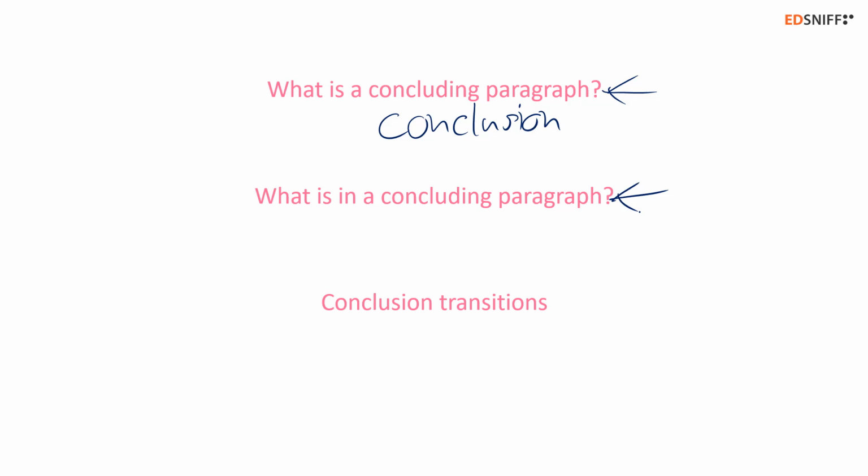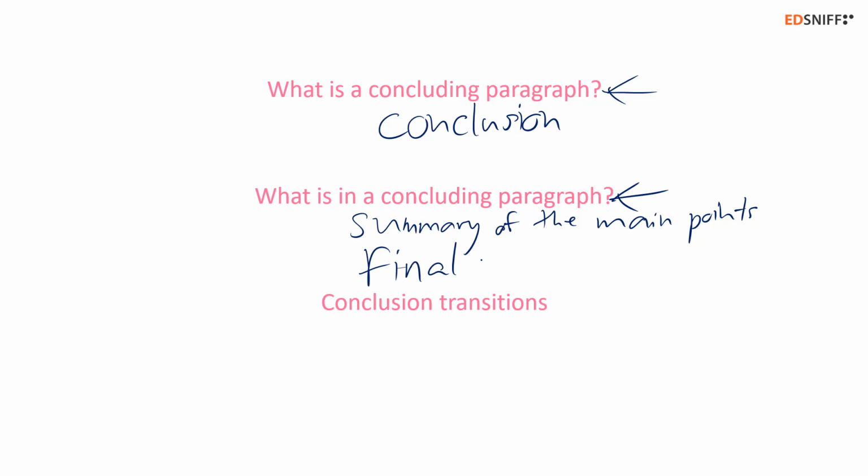Okay, now, what is in a concluding paragraph? So normally a concluding paragraph or a conclusion consists of two parts. The first one is the summary of the main points. And the second one is your final comments. Okay, so normally a conclusion has two parts.